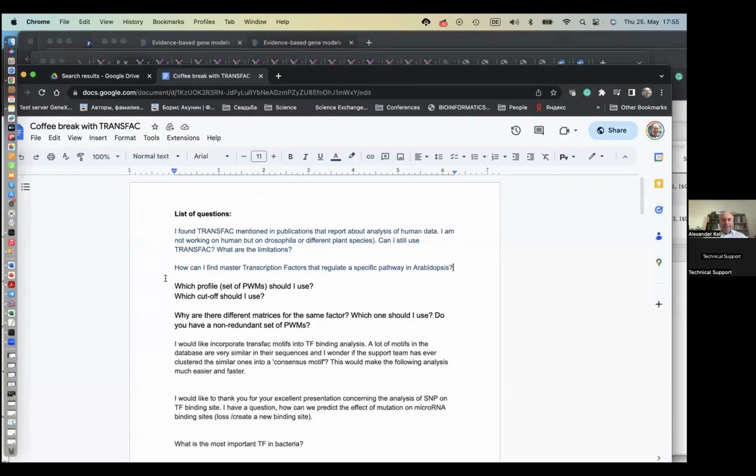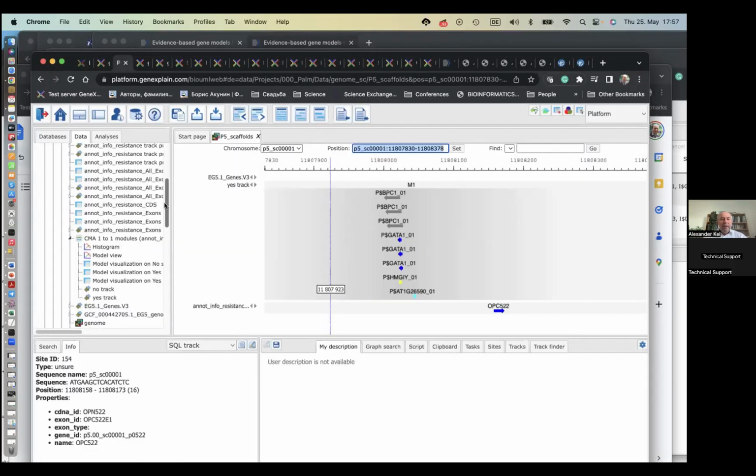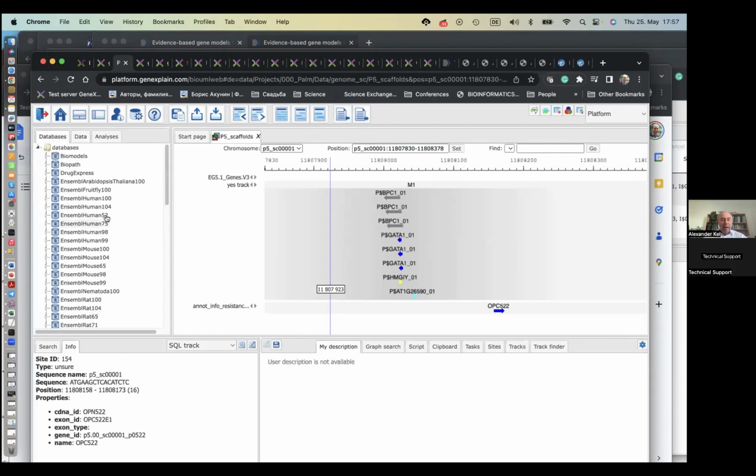All right, so there's this question: how can I find a master transcription factor that regulates specific pathways in Arabidopsis? Yes, that's a very interesting question, actually. Where to get pathways, first of all, and that's something I can show, but let me first look at your questions. There were some questions. You mentioned the standard genomes in your system. What are they? All right, so again, I will show you.